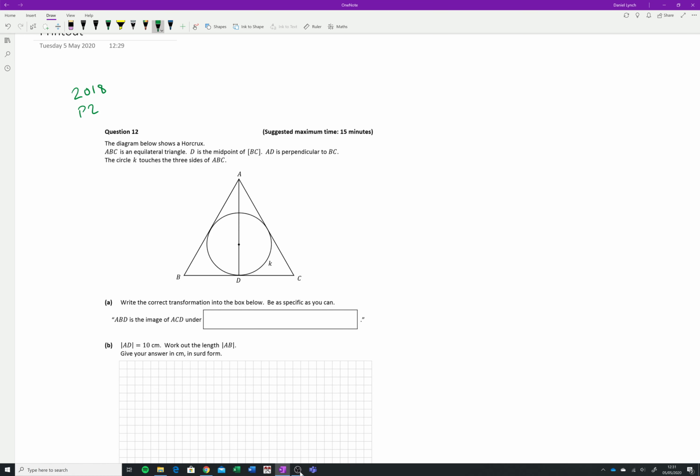So the diagram below shows a Horcrux. It says ABC is an equilateral triangle. So first of all, I want you to think, what is an equilateral triangle? What are the consequences of it as well as just what it is? So it means all sides are the same. If all sides are the same, it means that all angles are the same.